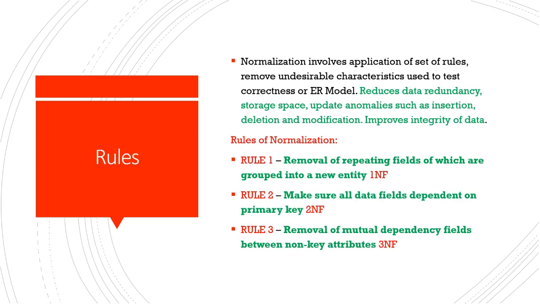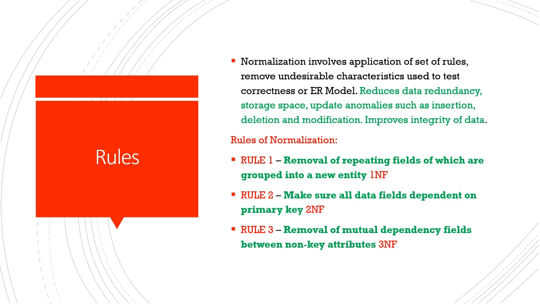So there's different rules of normalization then. We'll start off by telling you a little bit more that normalization involves an application of a set of rules, and then you have to remove undesirable characteristics which is used to test the correctness of a relational model using an ER model. This will reduce data redundancy, and it will also reduce storage space. It will reduce update anomalies such as insertion, deletion, and modification, and this essentially just improves the integrity of all the data in the database.